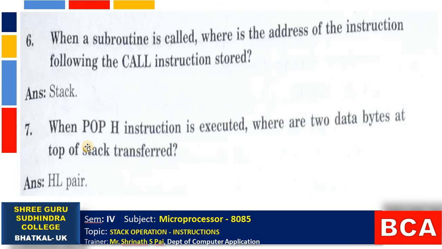And the last question: when the pop H instruction is executed, where are the 2 data bytes at the top of the stack transferred? Pop H means pop the content from the stack. After taking the content out of the stack, where are you going to store it? Either in the DE register, or in the BC register, or in the accumulator, or in the HL register. Here we have mentioned H, which means we are storing the content in the HL register.